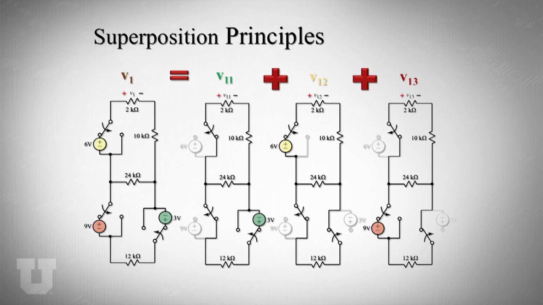In order to turn on one independent source at a time, of course, you need to turn off others, which means for a voltage source, you are going to replace it with a wire, and for a current source, you are going to just replace it with an open circuit.